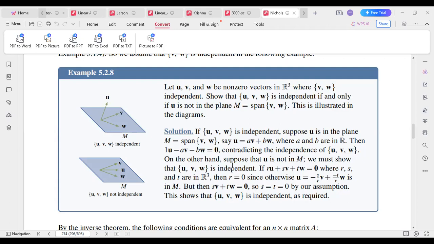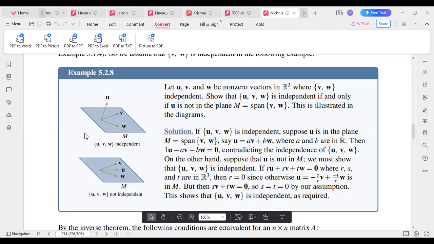On the other hand, suppose that u is not in M. We must show that u, v, w is independent. If r u plus s v plus t w equals 0, where r, s, t are real numbers, then r equals 0, since otherwise u can be written as a linear combination of v and w. So r can never be nonzero. But then s v plus t w equals 0, and s equals t equals 0 by our assumption. This shows that u, v, w is independent as required.